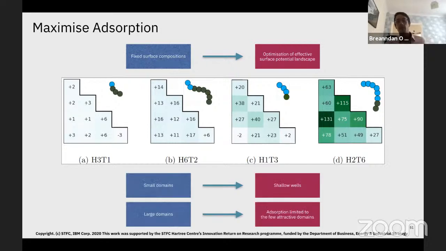Because, for example, if the domains are too small, the attractive wells will be relatively shallow, which will allow the material and the molecules to rapidly detach from the surface. However, if the domains are too large, then the overall surface coverage will be limited to the regions where we have attractive or hydrophobic domains.